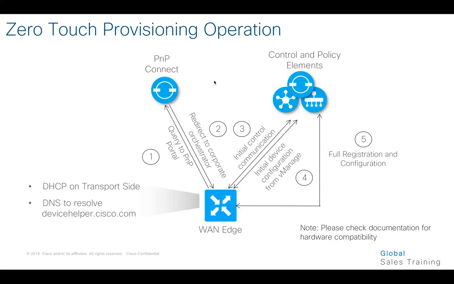Is the initial communication between the WAN edge device and the PNP server HTTPS, or what does that initial communication look like? Okay, it's a DNS-based query. Okay. So just a DNS query. DNS query, and then it reaches out to the PNP as of today. Okay.